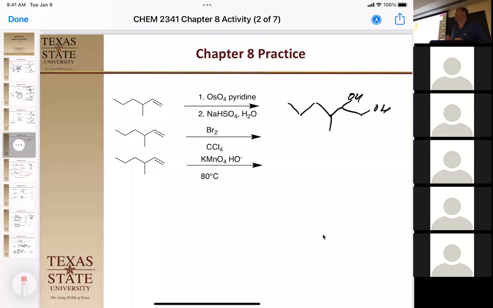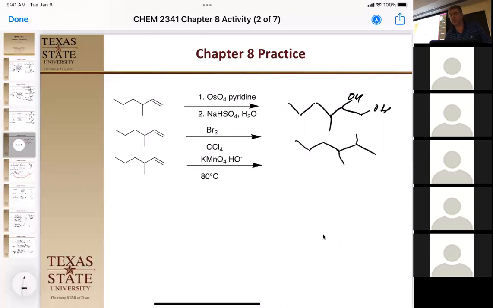No, we took the double bond away. Okay. And if that helps you, draw the product with the double bond and then draw what happened to your double bond and then erase the other part. That can work for some people. Okay, let's see for this one.